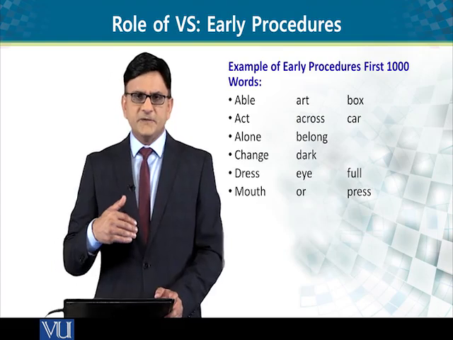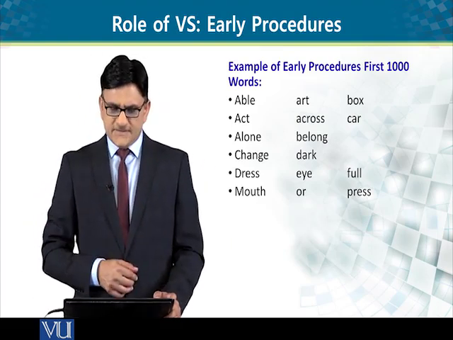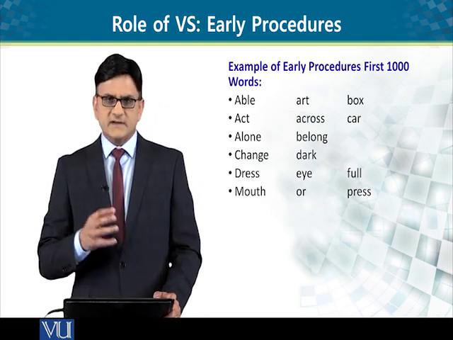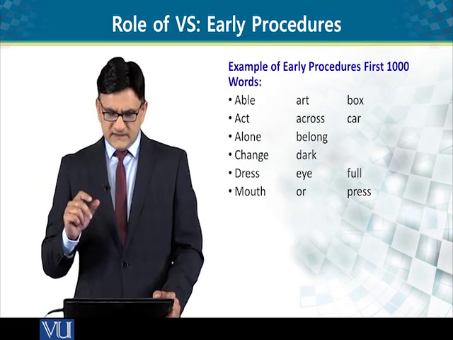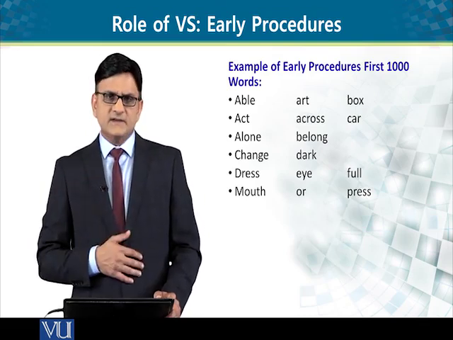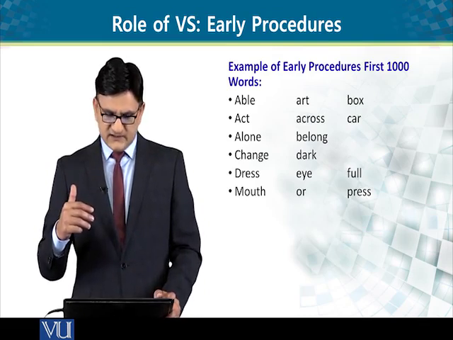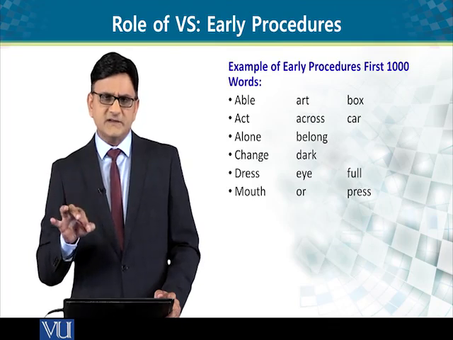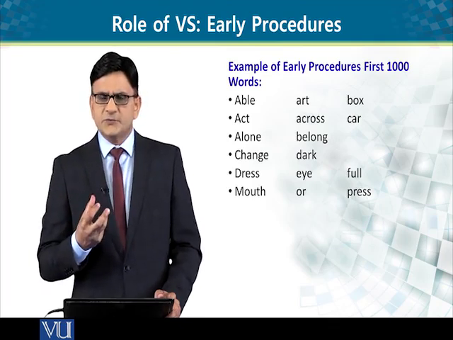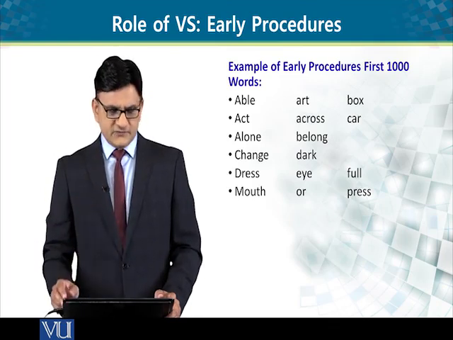And we've got one of the examples for the early 1,000 words, which was like able, art. Very simple words. And then we got act, across, and then alone, belong, change, dark, and then dress, and I, and full. So these were very simple words which were thought to become the early 1,000 words for language learning.